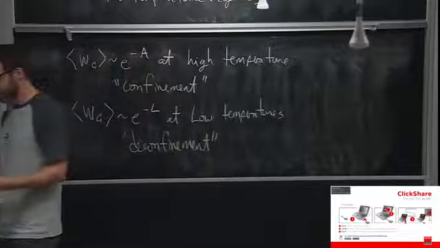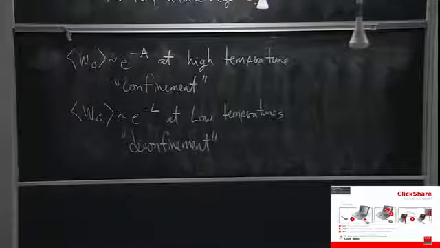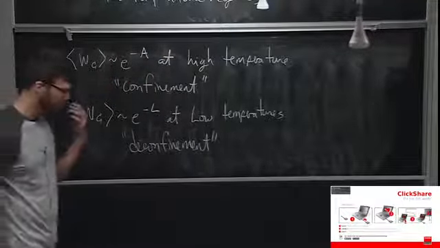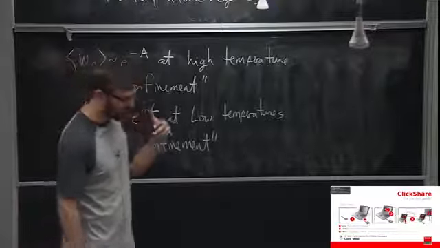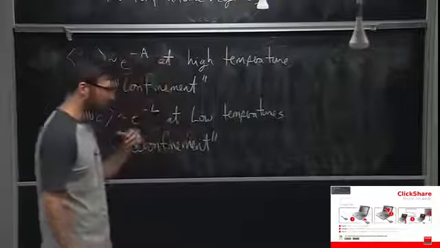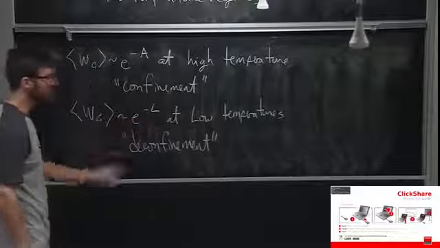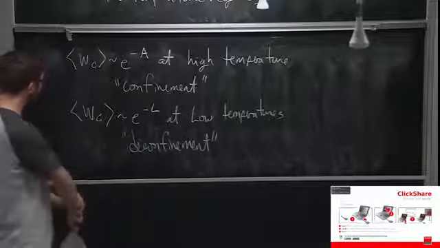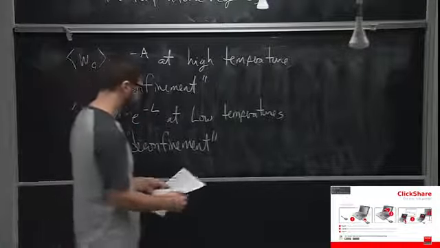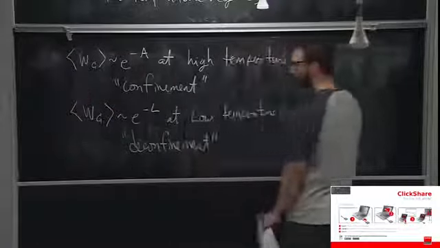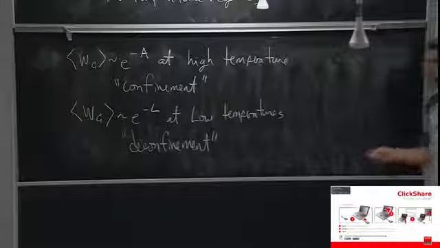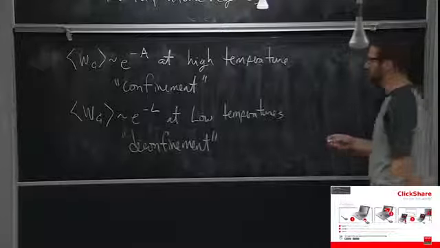Confinement and deconfinement of what? We'll talk about it. It's the analogy of, say, electric charge in the U1 theory. Right, so even though you don't have a conventional order parameter, you can still have a phase transition.